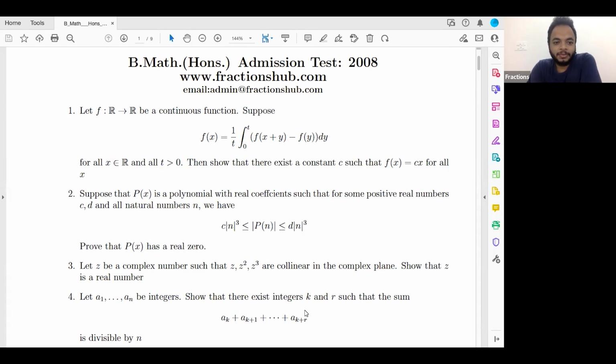So the problem says that you have a function f from R to R, which is a continuous function. And suppose that f of x is equal to 1 by t, integration 0 to t, f of x plus y minus f of y dy, for all x in R and for all t greater than 0. Then we have to show that there exists a constant c such that f of x is equal to cx for all x. Okay, so let's get started.